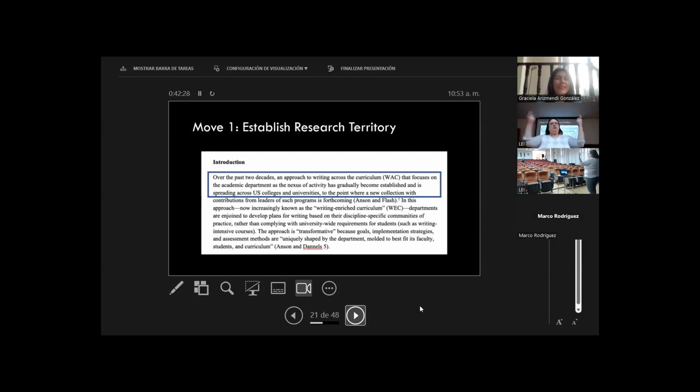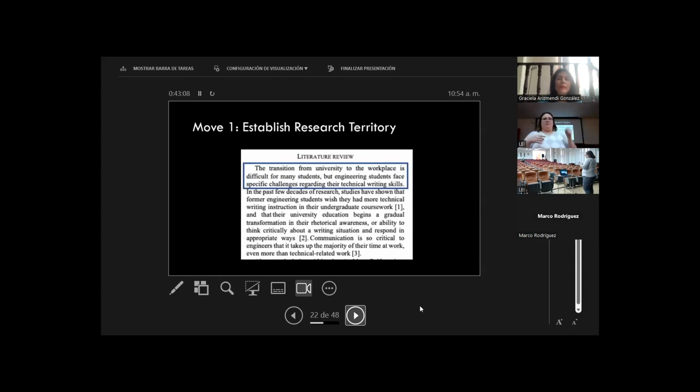Good questions. Let me also show you some examples. These are from my own writing, though not all of them. I'm going to show you some that are not my own writing, and you'll see why. This is the very first sentence of the introduction of a piece that I wrote: over the past 2 decades, an approach to writing across the curriculum that focuses on the academic department as the nexus of activity has gradually become established and is spreading across U.S. colleges and universities. It's saying that over the past 2 decades, this is a current trend that has been happening, establishing the research territory.